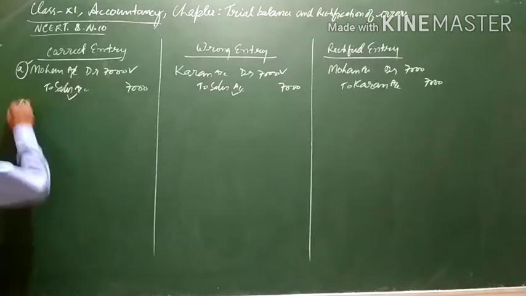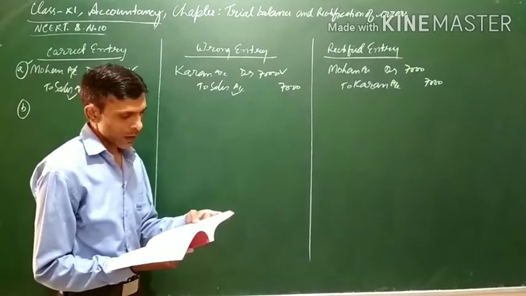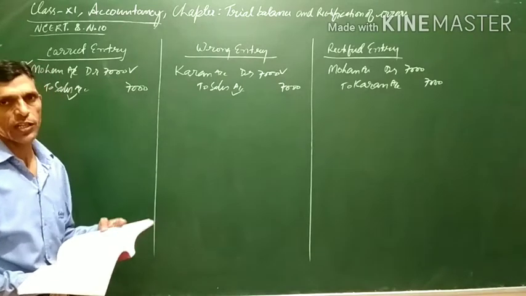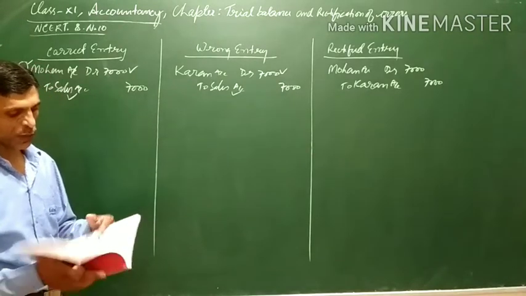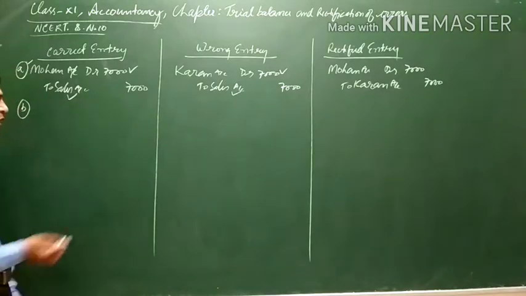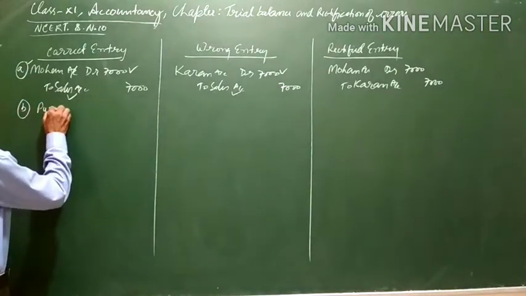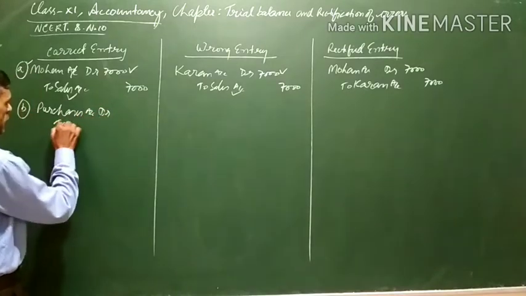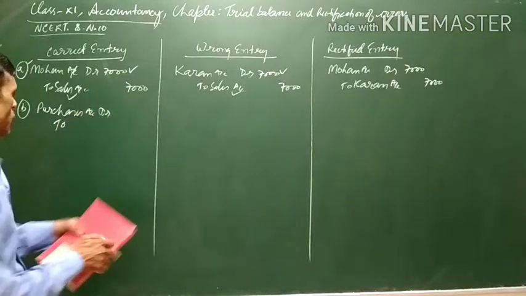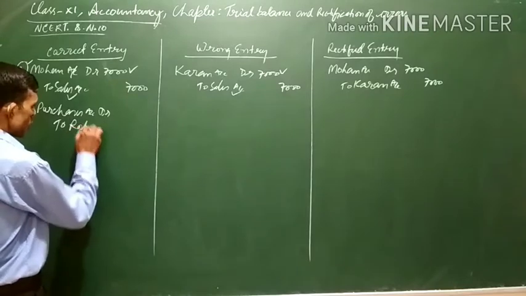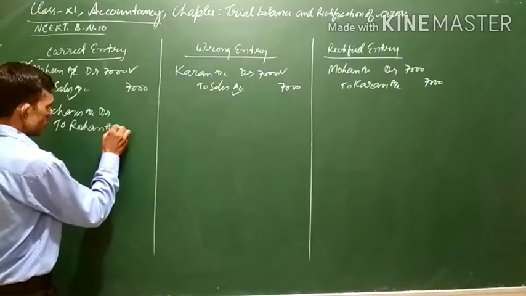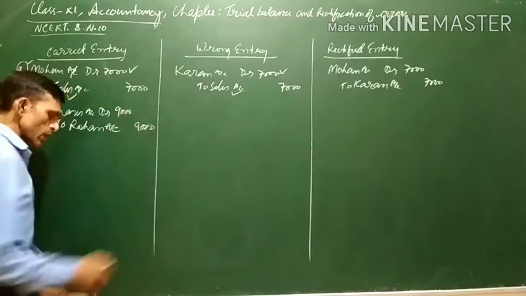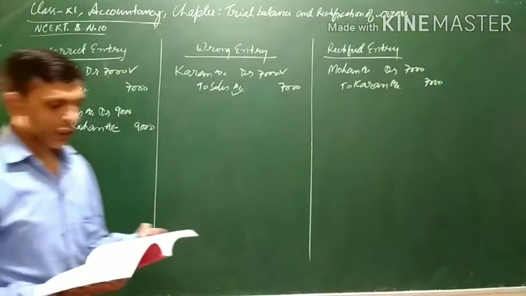Let us come to question number 10B. Credit purchase from Rohan was posted to Govind. Now here, instead of sales, purchase is there. If you purchase goods, then the entry will be purchases account debit to Rohan. This is the correct entry, that is 9,000.